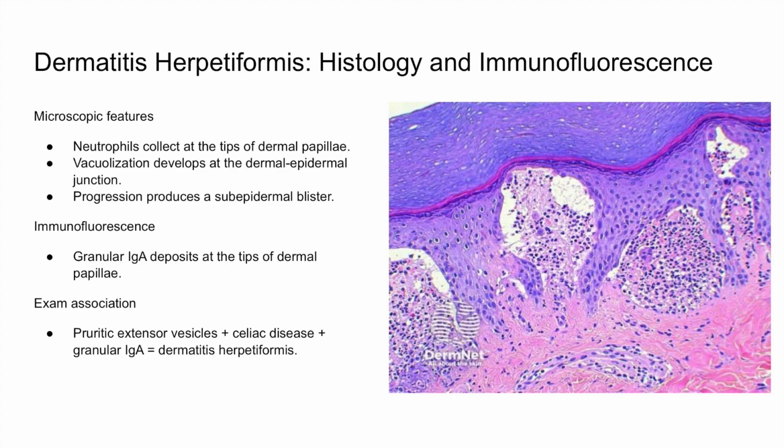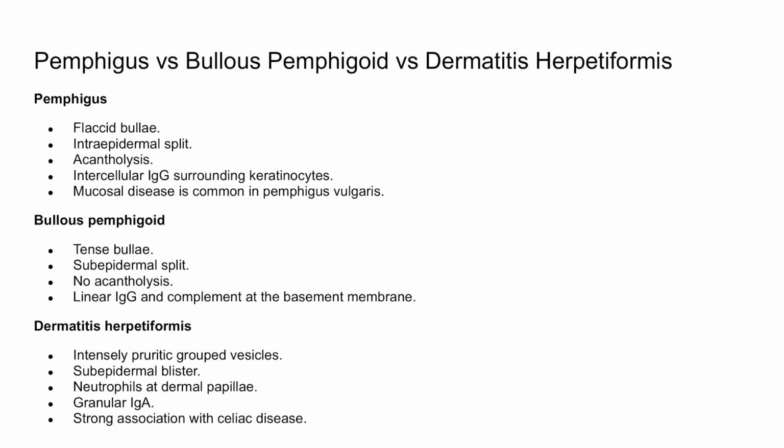This is different from the intracellular fishnet IgG of pemphigus and the linear basement membrane IgG and C3 of bullous pemphigoid. So for the best diagnostic buzzword high yield thing, right? Immunofluorescence is performed on normal appearing skin immediately adjacent to a lesion rather than on a damaged center of an old blister.